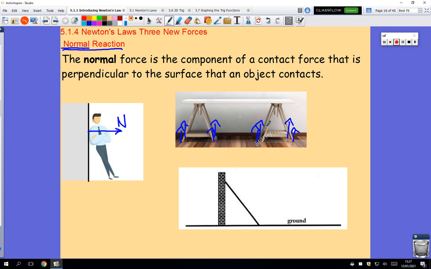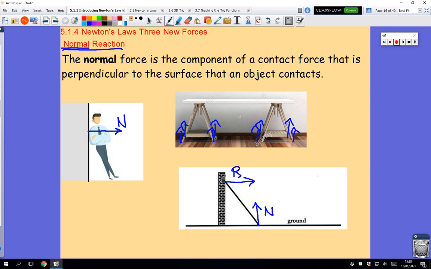Here's a ladder leaning against a wall in the bottom picture down here. Well, there's a normal reaction on the ground. The ladder is pressing down on the ground, so the ground is pushing back against the ladder. That's my normal reaction there. But also the ladder is pressing against the wall, so there's also a normal reaction that way. I'm going to use the letter R for that one. So we've got a normal reaction up and a normal reaction to the right. The ladder is pushing against the wall, and the wall is pushing against the ladder.